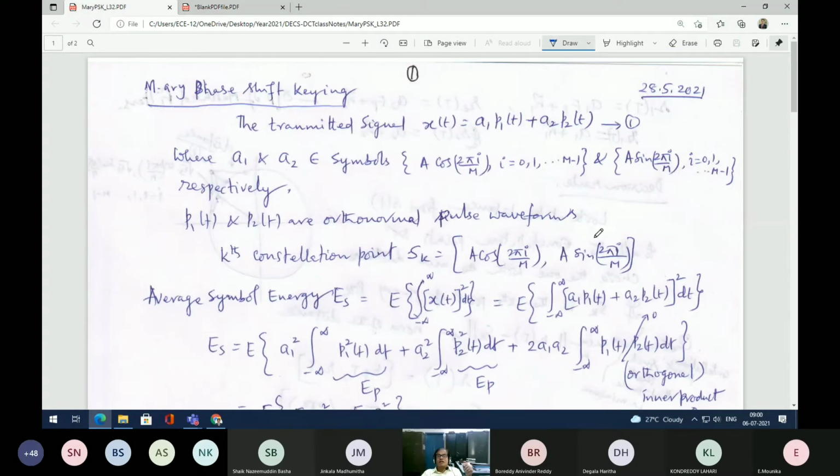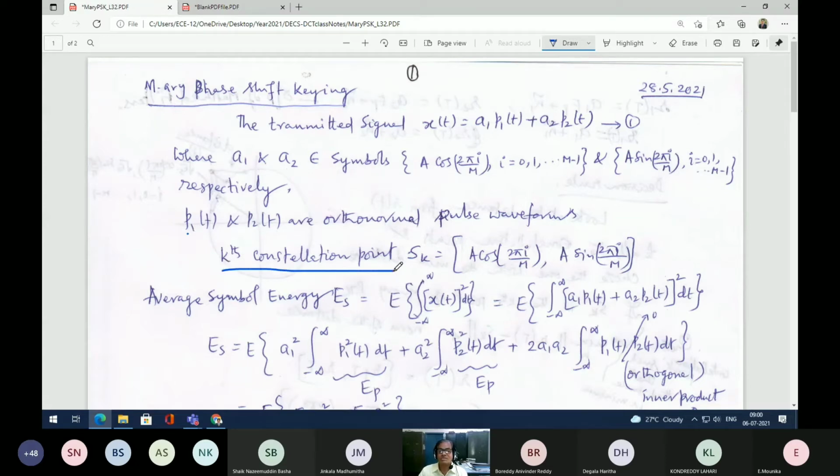Okay, now coming back to this. Here it is one of the bandwidth efficient schemes, wherein if you want to transmit more number of bits, or if you want to increase the data rate per hertz, then you can think of this kind of schemes. Okay.